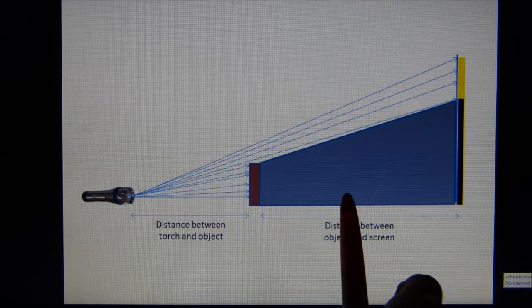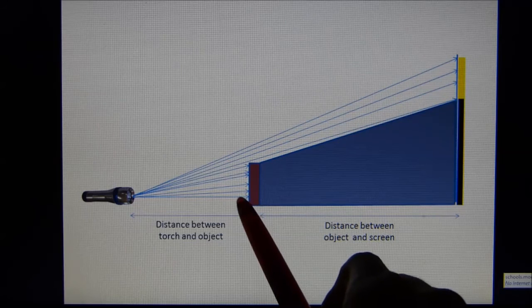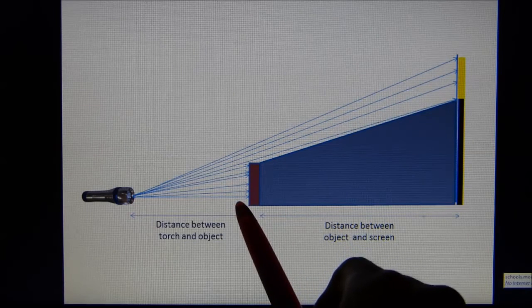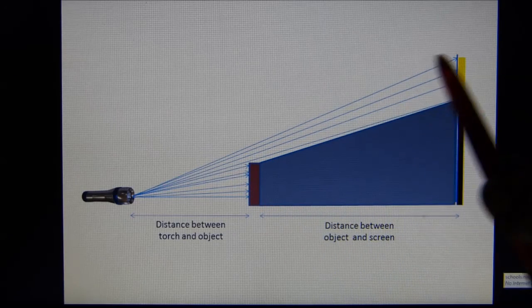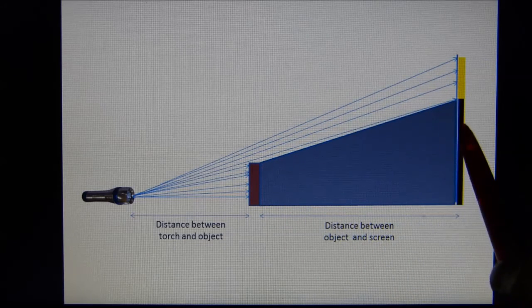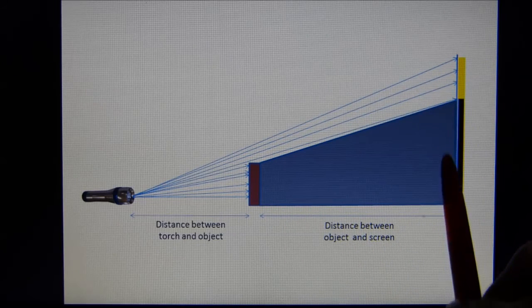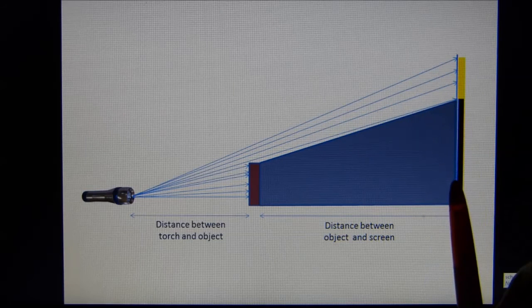Now what happens if we bring the object closer to the torch instead? If we bring the object closer to the torch, to the light source, can you see that now we are blocking even more light rays? As such, less light is able to reach the screen, and there's even a bigger patch of darkness here, and then a bigger shadow here because more light is being blocked.